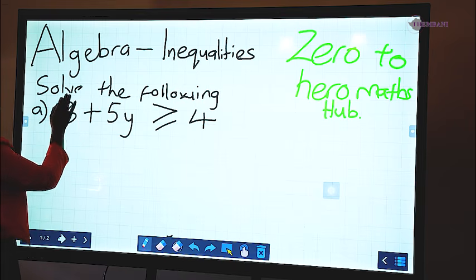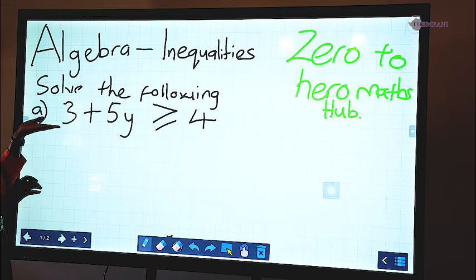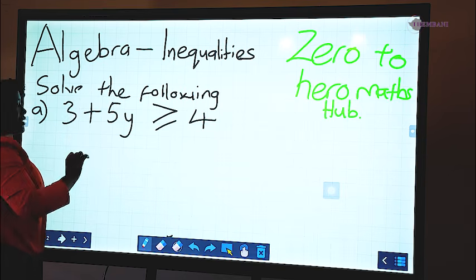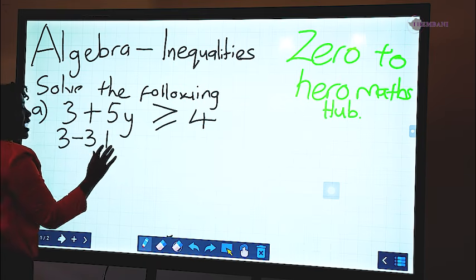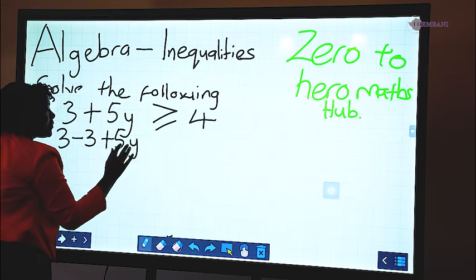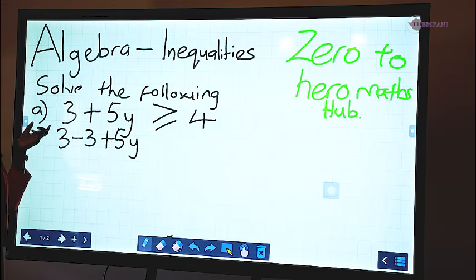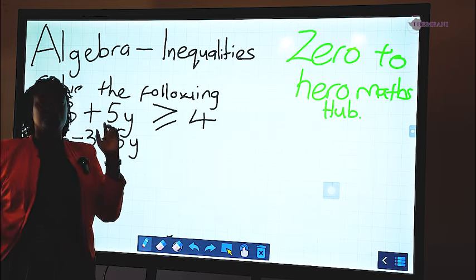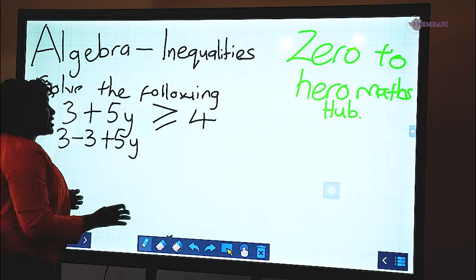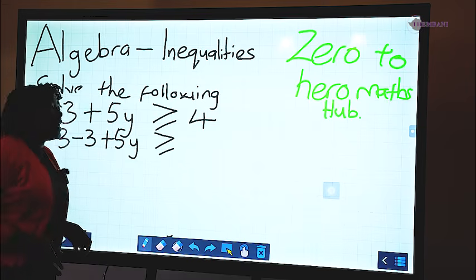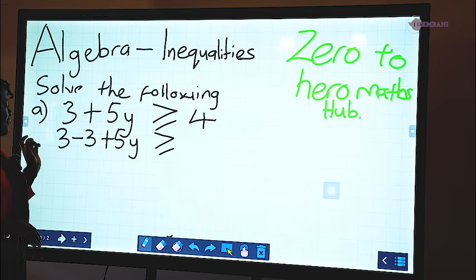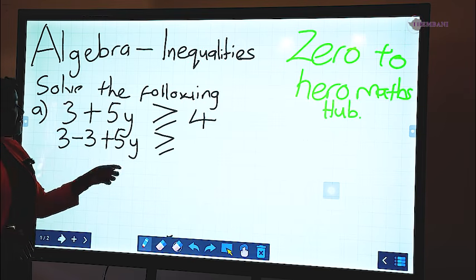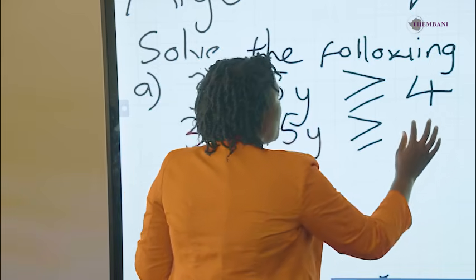So we need to make sure that we get a 0 here. This is a positive 3. So for us to get a 0, we need to subtract 3 from both sides. So it means we have 3 minus 3 plus 5y. But what we have done to the left side is the same thing we're supposed to do to the right side. Remember, when we are adding or subtracting, our inequality sign doesn't change direction. So we have 3 minus 3 plus 5y is greater than or equal to 4.